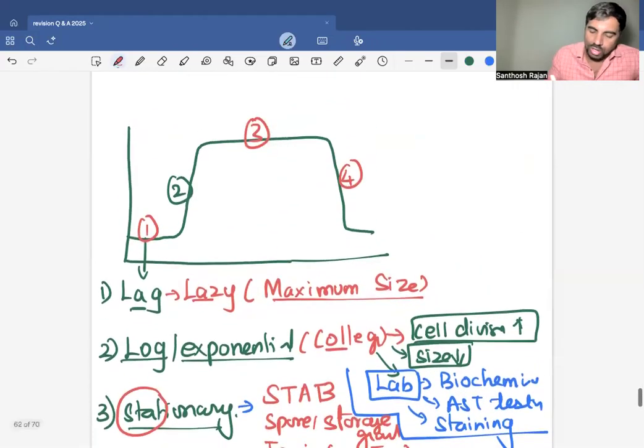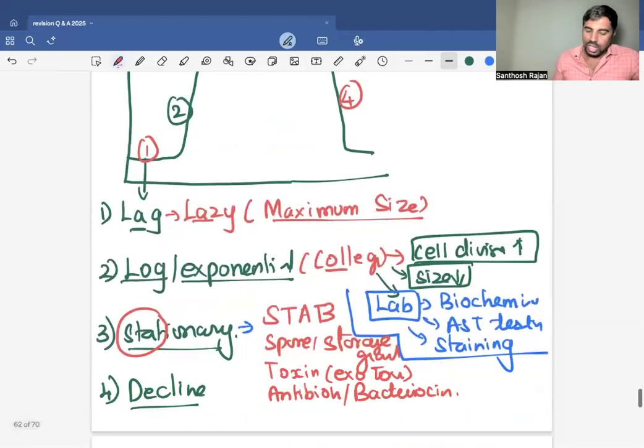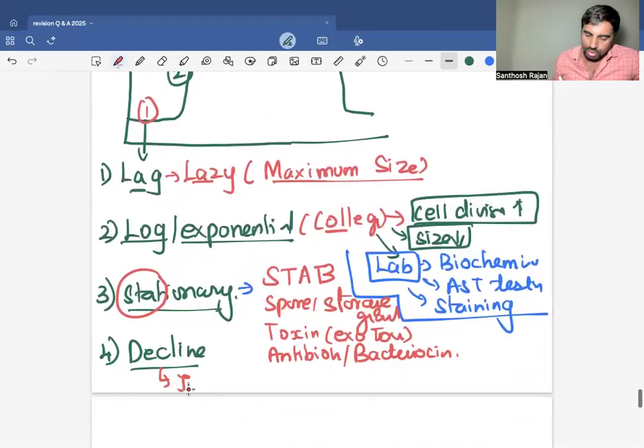In stationary phase, what happens? The number of live bacteria is equal to the number of dead bacteria. In the decline phase, the involution form, everything is killed.